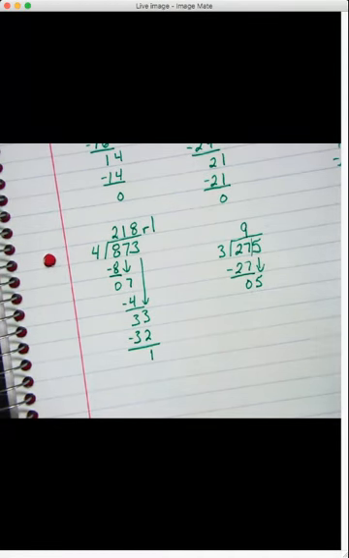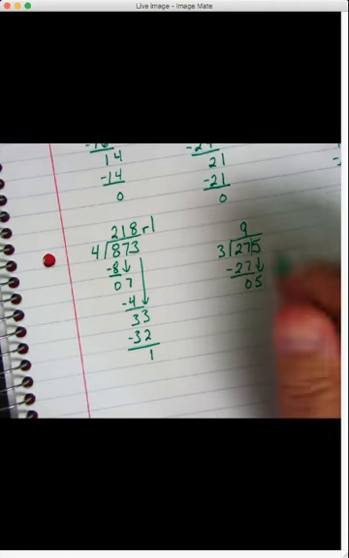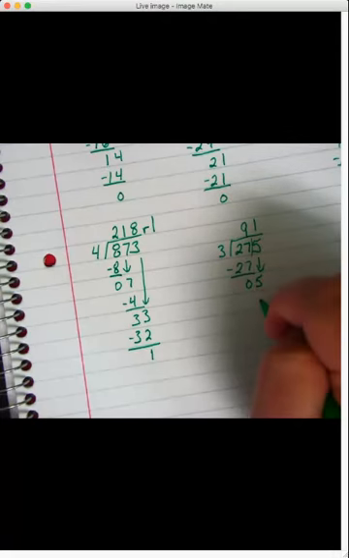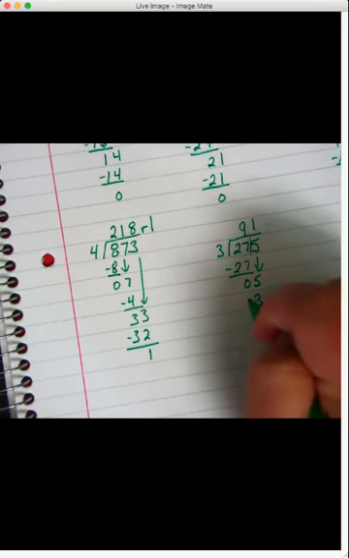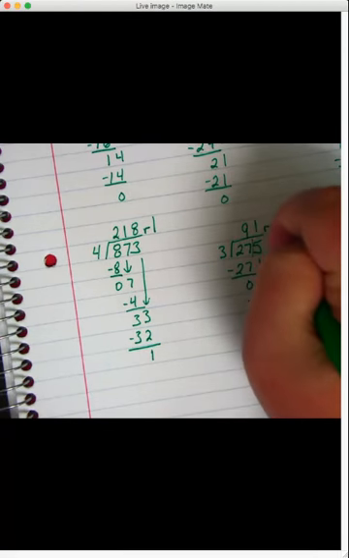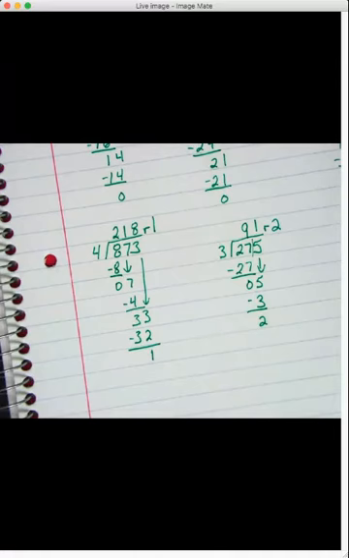Okay, daddy divide. How many 3s are in 5? 5 divided by 3 would just be 1. Mama multiply. 1 times 3 is 3. Sister subtract. 5 minus 3 is 2. Nothing else to bring down. So once again, we have a remainder. 91, remainder 2.